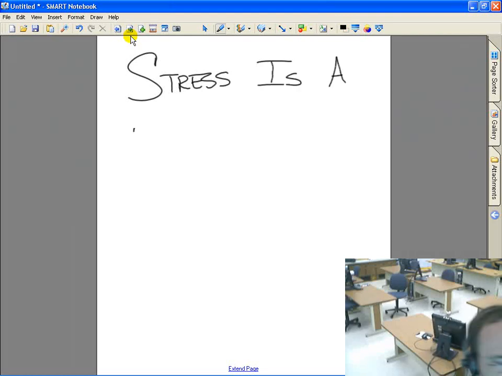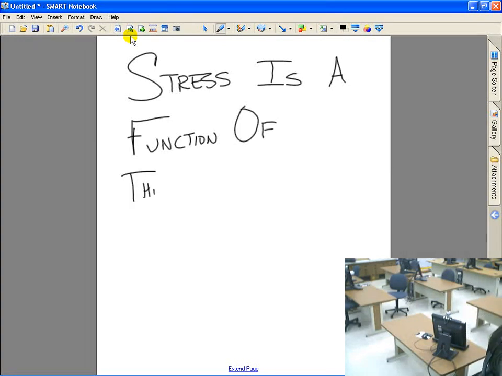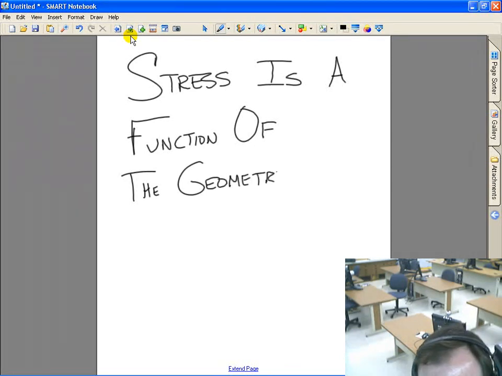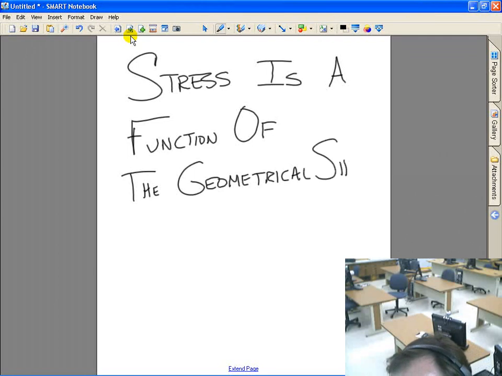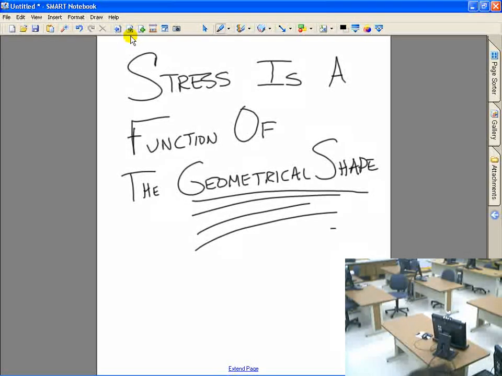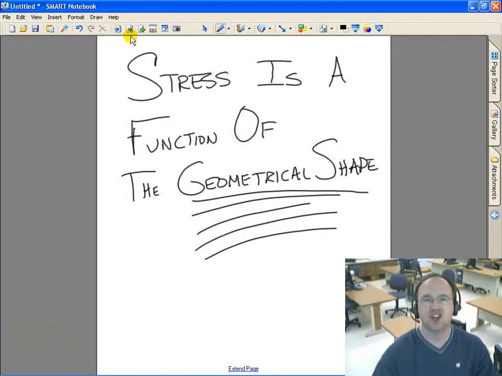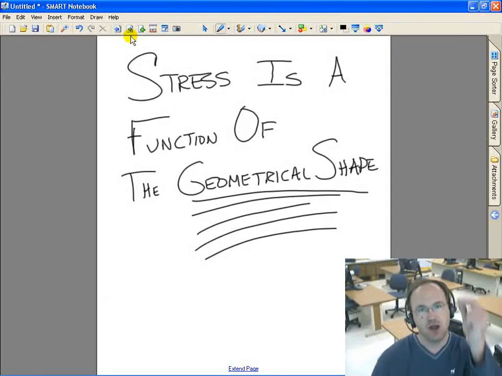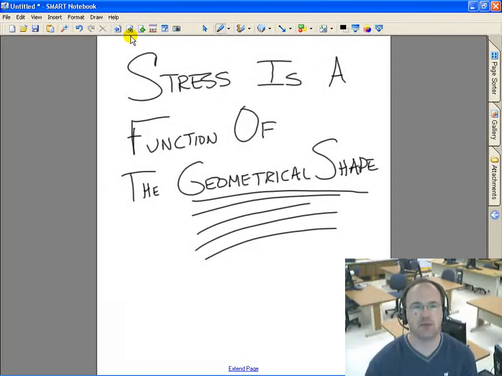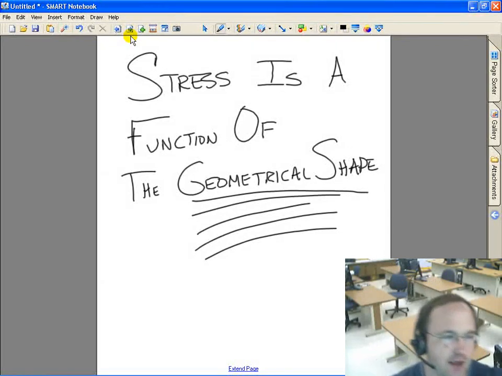Stress is a function of the geometrical shape of the object, not of the material of the object. That is what stress is. Stress is a function of the geometrical shape.